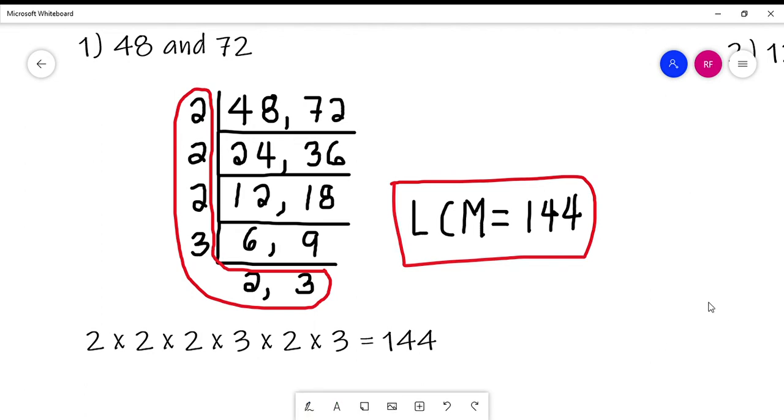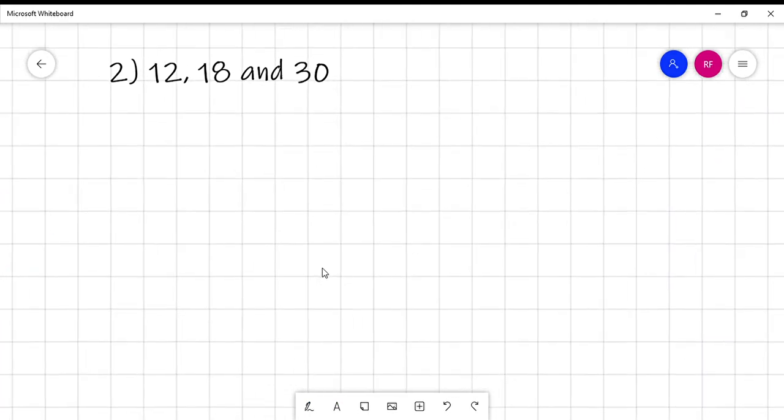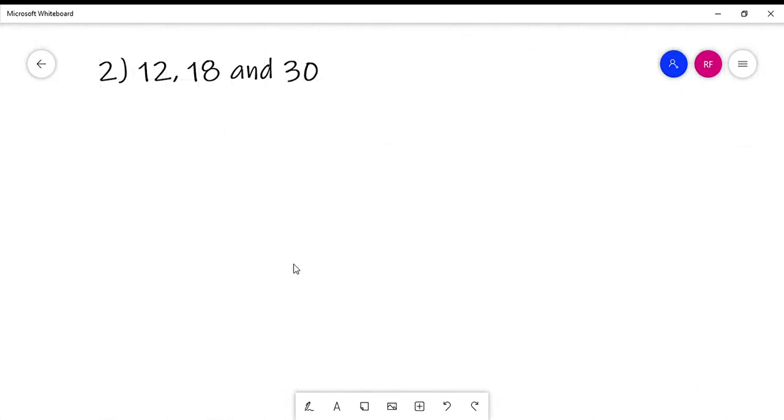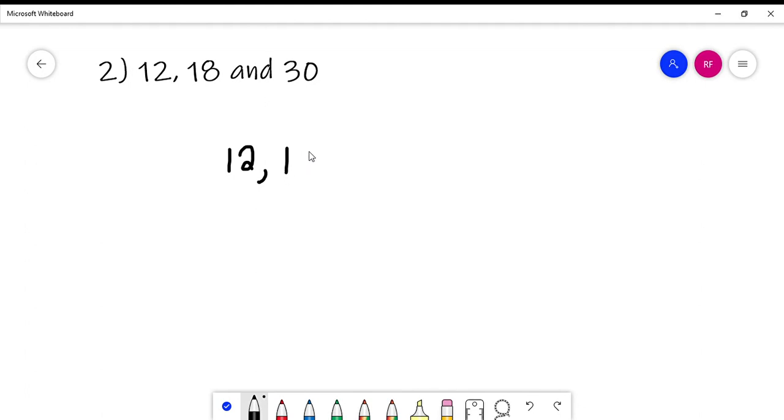Let us have another example. Here we have three numbers this time: 12, 18, and 30. Let us just write them like this: 12, 18, and 30.